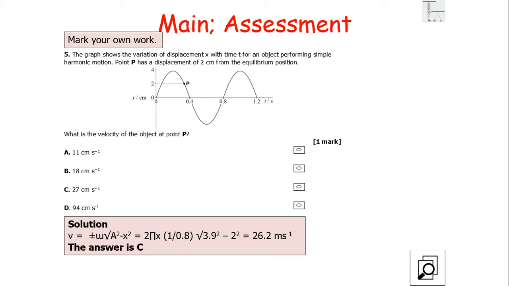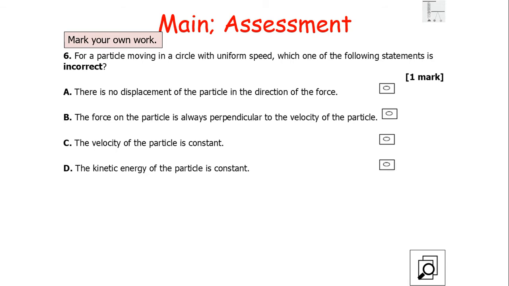Do we know what the amplitude is? Well, it's going to be the maximum point on the graph, the furthest place from equilibrium, which is 3.9. And then we know what x is because that's what point P is, which is at 2. So you put your values in and you get 26.2 meters per second, which to a reasonable estimation is going to be answer C.